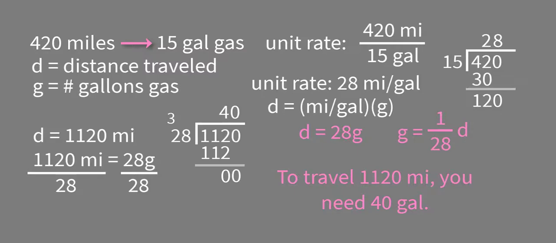So again, our first step is always to find the unit rate in order to write the equation. And then we set up the equation based on our variables and what the unit rate is. And again, either one of these would suffice as far as the solution is concerned. And then to find the number of gallons to travel 1,120 miles, we simply substitute in 1,120 miles for D, the distance traveled, and then solve for G, the number of gallons used. And that ends up being 40.